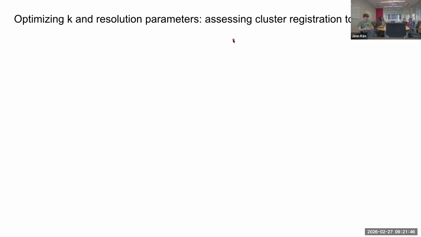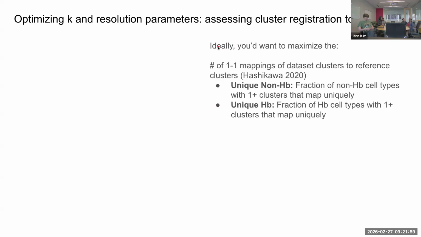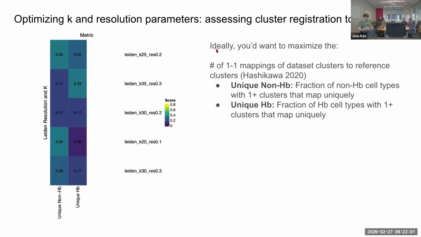So here I just want to emphasize that these measures were specific a bit to the goals of our study and could be tweaked a little bit for other studies. So we cared mostly about characterizing habenula neurons over other cell types here. So ideally, with the registration, you want to maximize the number of one-to-one mappings of your dataset's clusters to reference clusters. So this unique non-habenula score gives you a fraction of non-habenula cell types with one or more clusters that map uniquely to the reference.